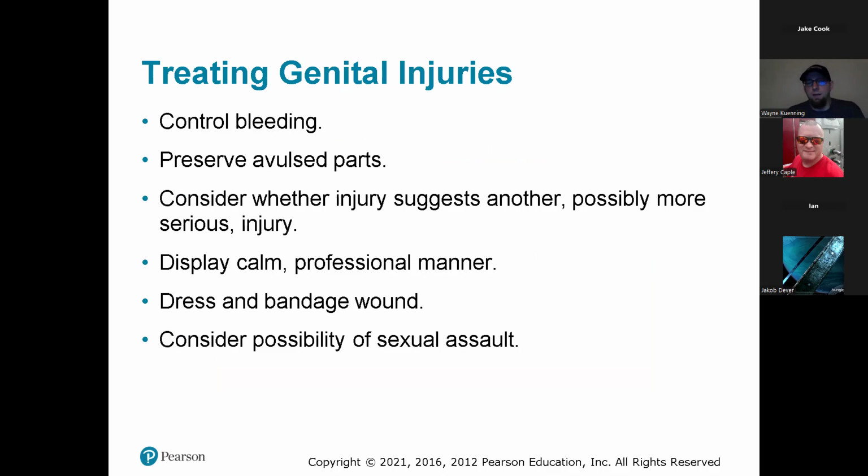Genitalia: control bleeding with direct pressure. We don't put anything inside. Preserve avulsed parts, just like we would with the avulsion before. Is it worse than it looks? It probably is. Be calm, dress the wound, and a lot of times your genitalia trauma are caused in the wake of some form of sexual assault, unless it's, you know, somebody got thrown off their motorcycle and landed on a wrought iron fence.